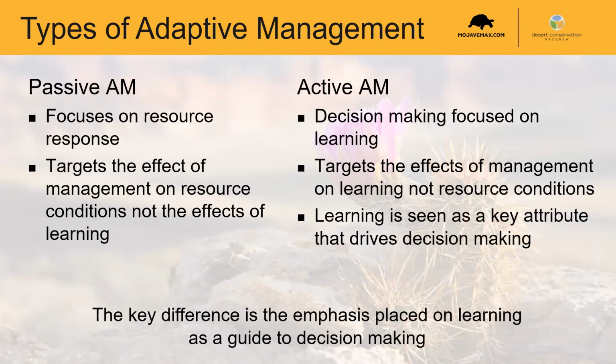There's two main types of adaptive management. There's passive adaptive management, which focuses more on the resource response and targets the efforts of the management on resource conditions and not so much on learning. And then there's active adaptive management, where the decisions are more focused on learning. The target effect of the management is learning, not resource conditions.